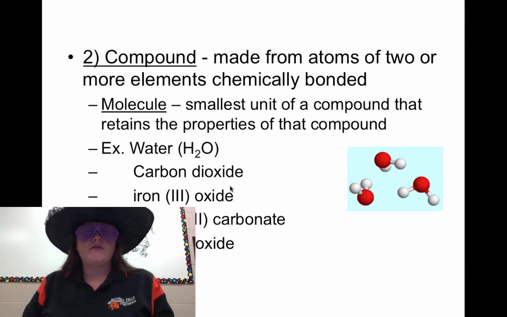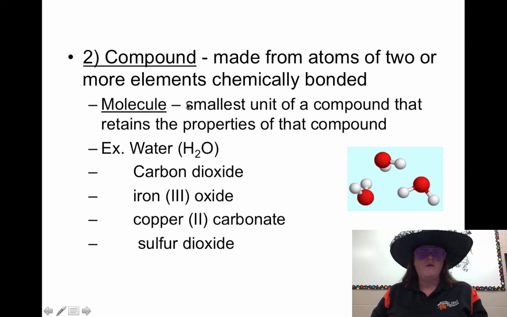Compounds are made from atoms of two or more elements chemically bonded. The smallest unit of a compound is typically the molecule. Compounds cannot be separated using physical means. They can be separated using chemical means.